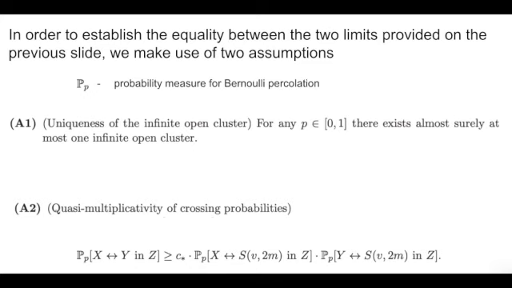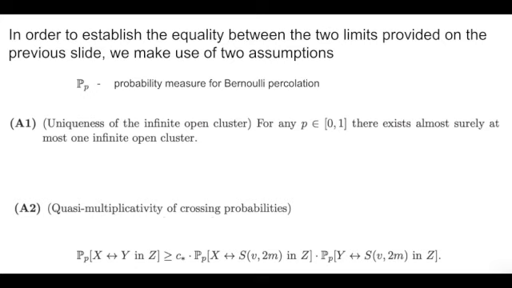And so what we want to look at is P_p, which is given by the probability measure for Bernoulli percolation, and the two assumptions that Basu and Sapozhnikov provide in their 2016 paper. The first is uniqueness of the infinite open cluster, which, in the context of Bernoulli percolation in 2 dimensions, states that for the parameter p contained strictly between 0 and 1, there exists almost surely at most one infinite cluster. And the second assumption is a bit more technical, and I haven't included all of the background about how all the symbols are defined.